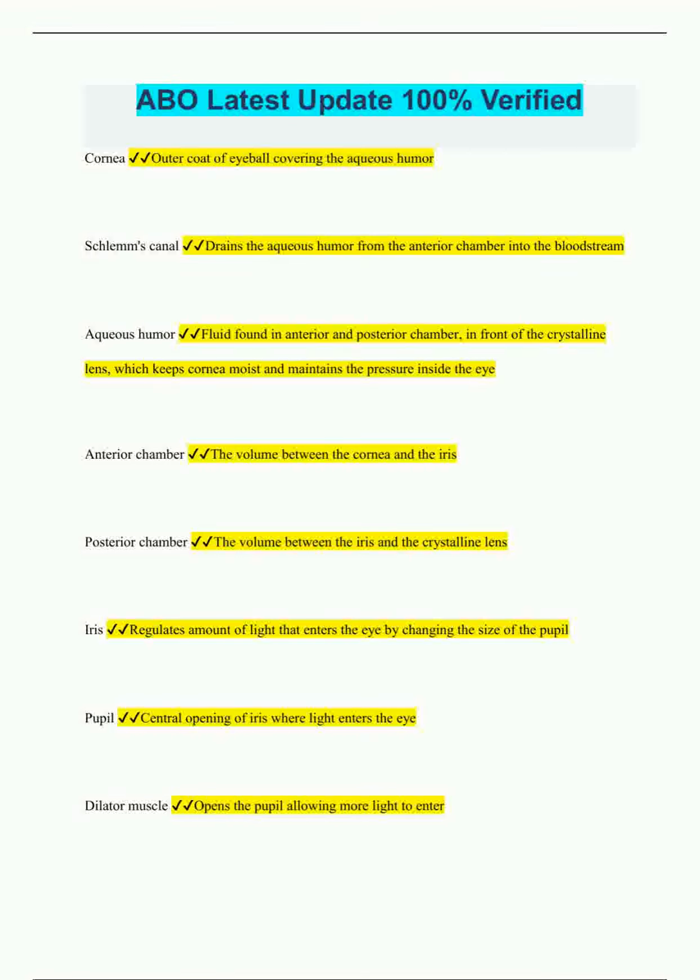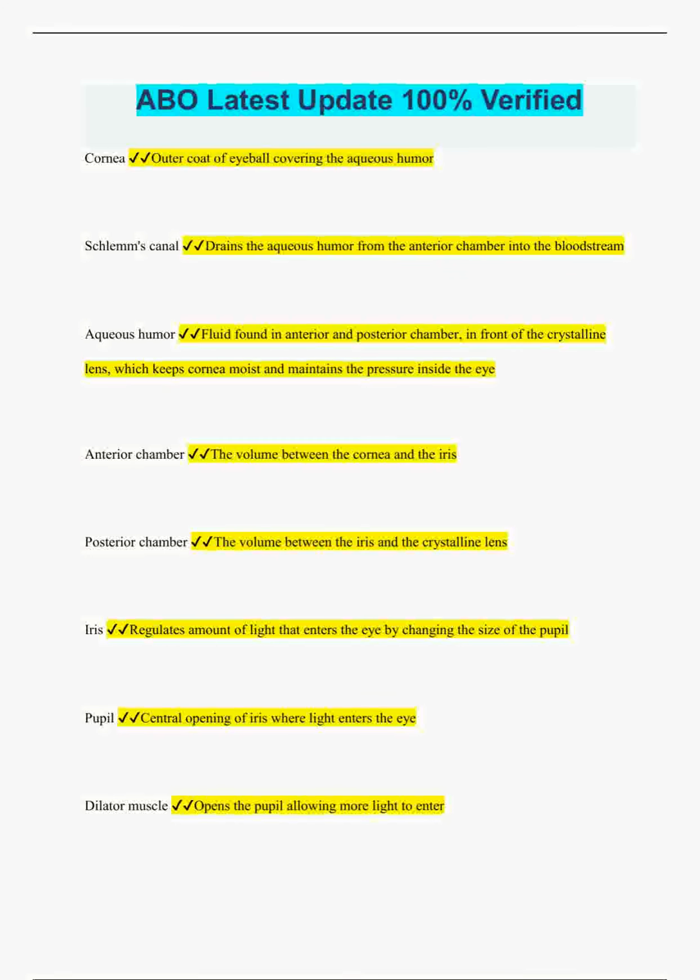Cornea: outer coat of the eyeball covering the aqueous humor. Schlemm's canal: drains the aqueous humor from the anterior chamber into the bloodstream. Aqueous humor: fluid found in the anterior and posterior chamber, in front of the crystalline lens, which keeps the cornea moist and maintains the pressure inside the eye.